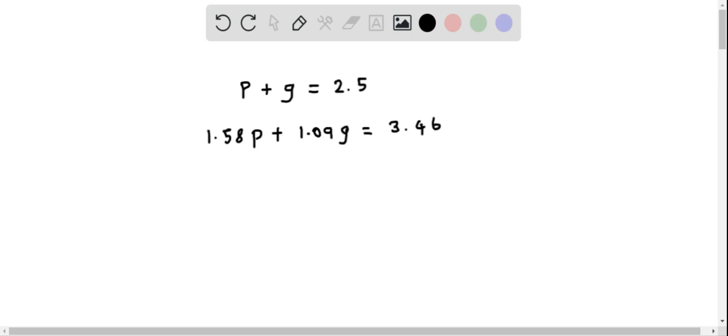So for that, I'm going to solve for P from the first equation. So therefore, P equals, we have to subtract G from both sides. We get 2.5 minus G. Otherwise, we expressed P in terms of G. Now we take this expression for P and replace it into the second equation. That is, in place of P, we replace it as 2.5 minus G.